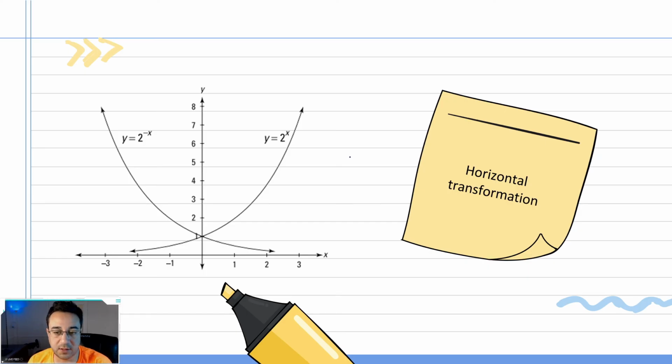Again, another horizontal transformation, you have y equals 2 to the power of minus x, and you have y equals 2 to the power of x, so the exact opposite for the value of x. So we have plus x in the power here, we have minus x in the power here. In this way, both of them are passing through the same point on the y-axis, but they are forming the same shape, but in a mirror kind of feature.